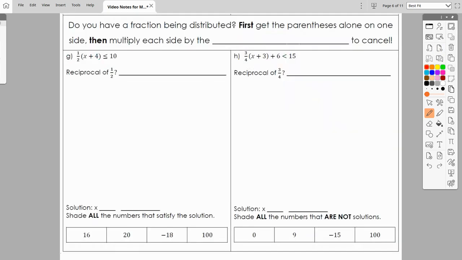We're going to deal with some fractions. So do you have a fraction being distributed? First step will be to get the parentheses all alone here. After the parentheses is all alone on one side, then we will go ahead and multiply each side by the flipped fraction, also known as the reciprocal, to cancel. Let's go ahead and show you what that looks like.